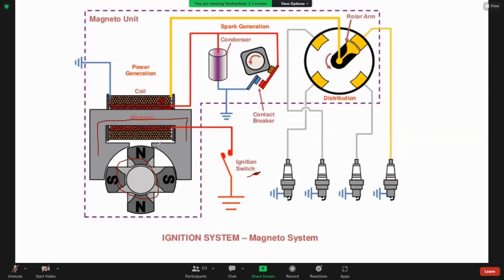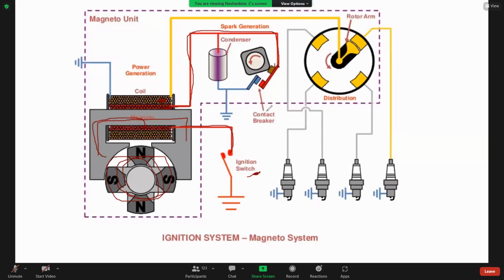If this rotating magnet can produce the current, that current passes to this primary coil. Then this primary coil is attached with this ignition switch, isn't it? If you switch on the ignition switch, the current passes through this, comes this way and reaches this contact breaker.